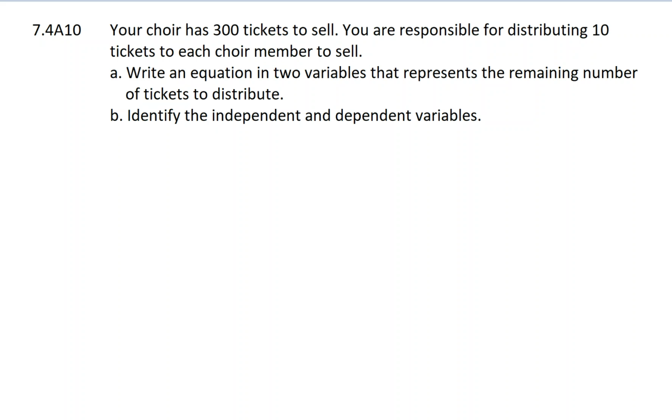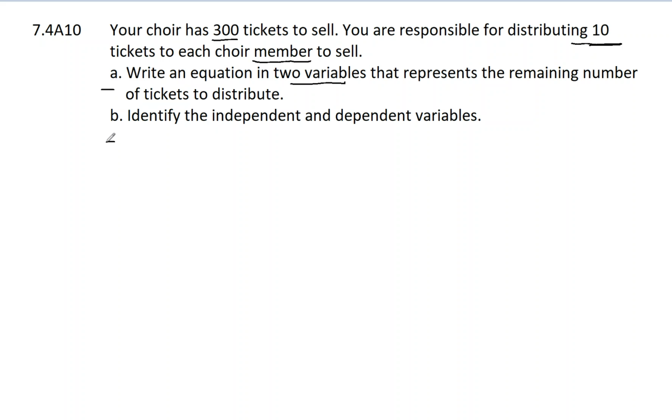Your choir has 300 tickets to sell. You are responsible for distributing 10 tickets to each member to sell. A. Write an equation in two variables that represents the remaining number of tickets to distribute. B. Identify the independent and dependent variables.